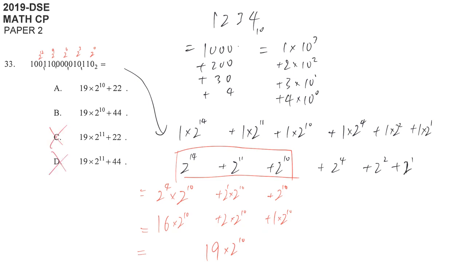And then the rest, nothing special. You just simply calculate it like a normal number. So you get 22. That's why the answer should be A. Finally, again, this is a general form. No matter whether it is a decimal number, binary number, or hexadecimal, we can always decompose it by using this method.